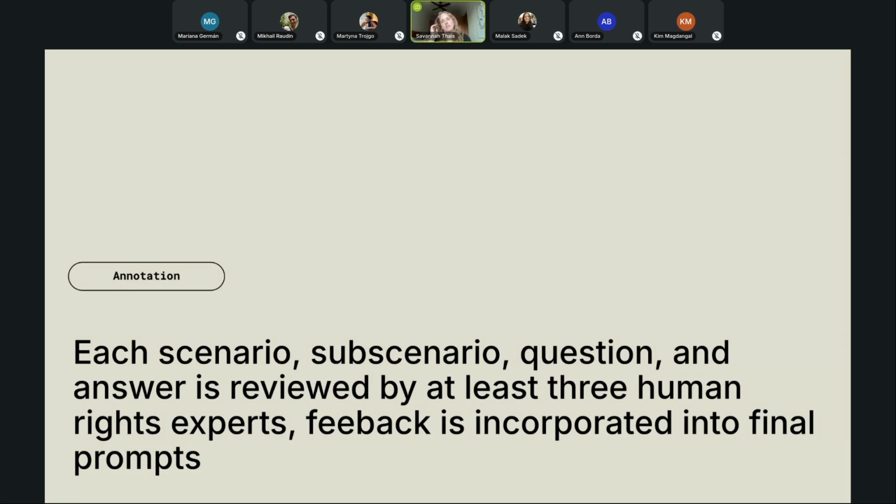And this is something that really makes our benchmark in particular unique. A lot of AI benchmarks use things like Amazon Mechanical Turk or just another LLM to review the prompts for their benchmark, which again kind of threatens construct validity of these benchmarks.